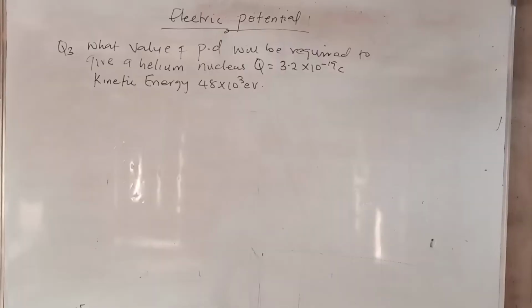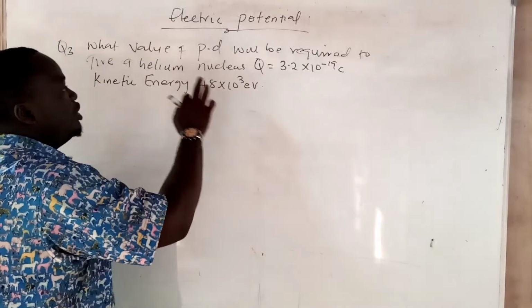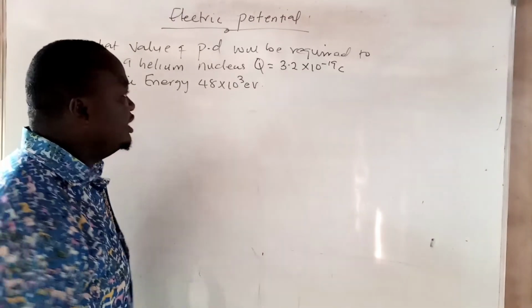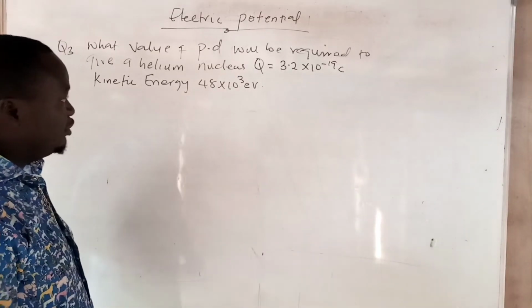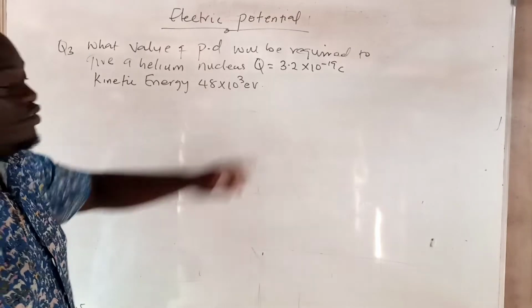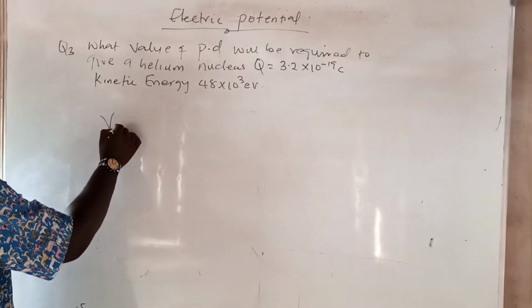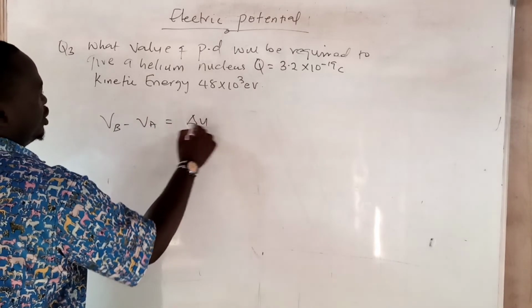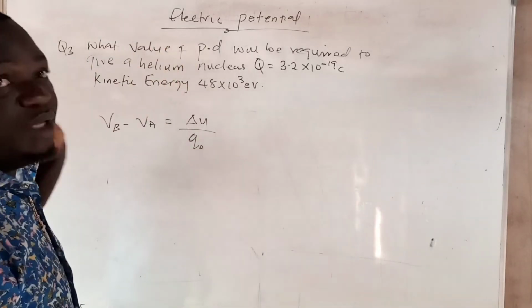This is question number 3. What value of PD, the potential difference, will be required to give a helium nucleus, with charge 3.2 times 10 to the power of minus 19 coulombs, a kinetic energy of 48 times 10 to the power of 3 electron volts? Still the same formula. From 2 points, you have the change in U over the charge. What is the value of the PD?